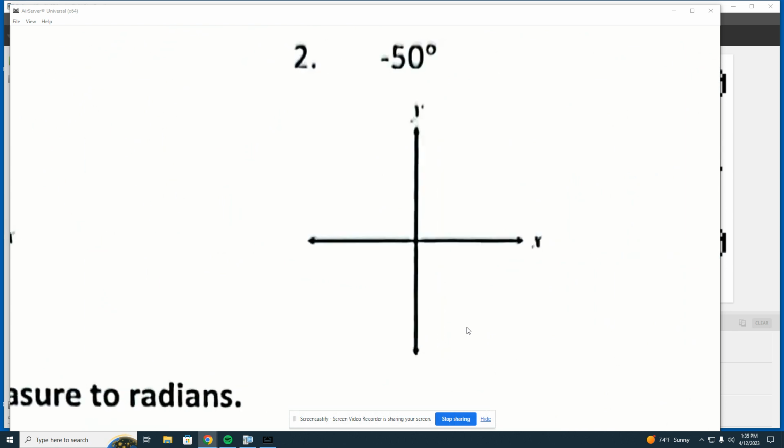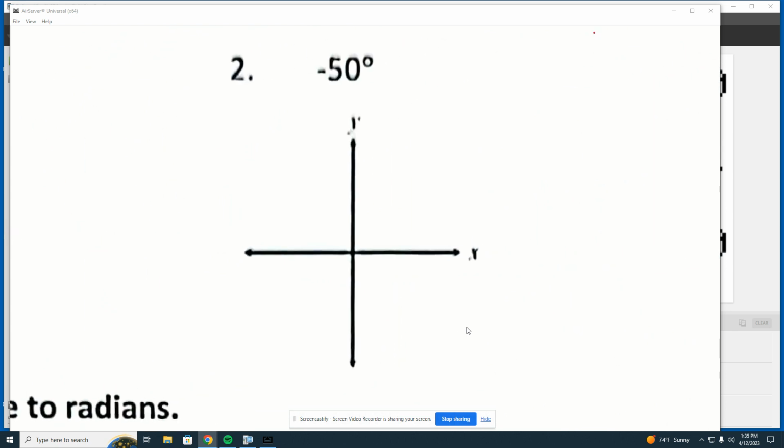Okay, here we have negative 50. Again, like we just talked about, always starting from 0. Since this is negative, I'm going to go clockwise 50 degrees. So that's going to put me somewhere around in here.